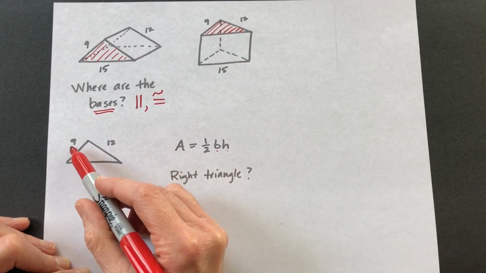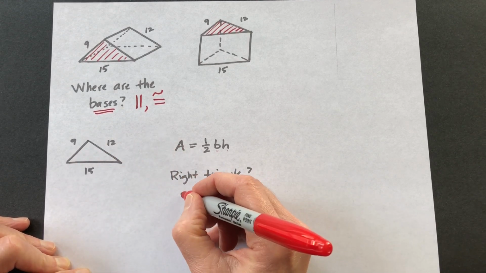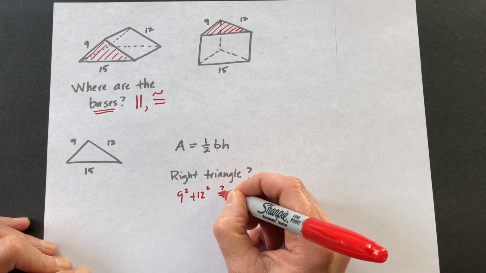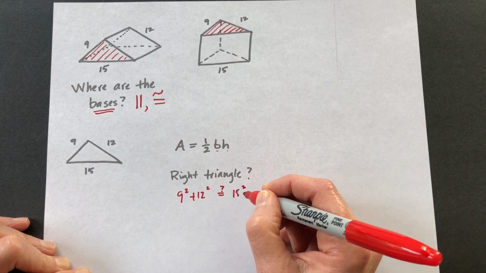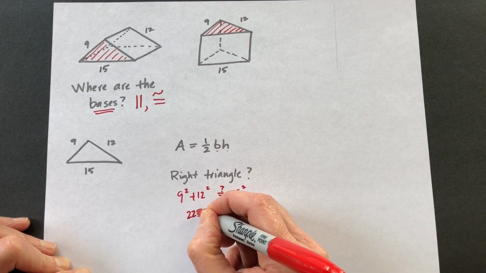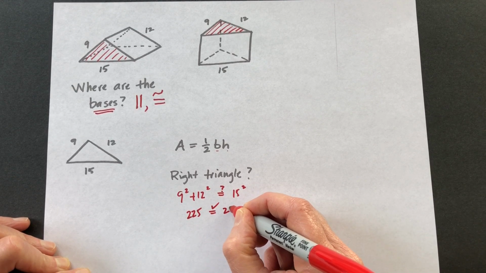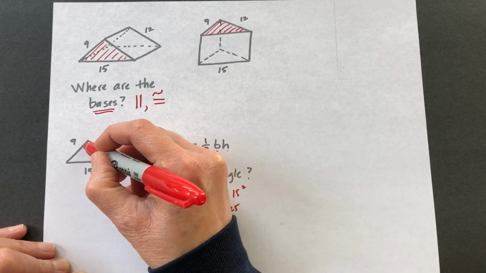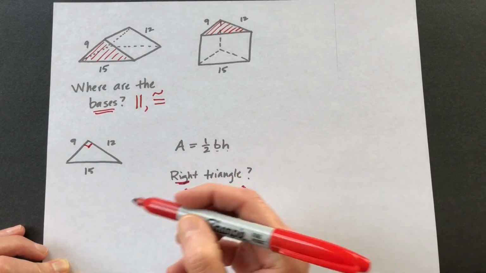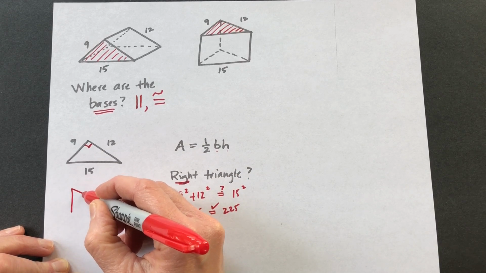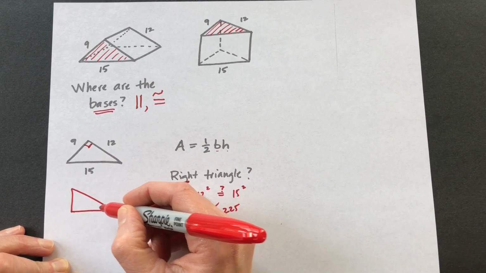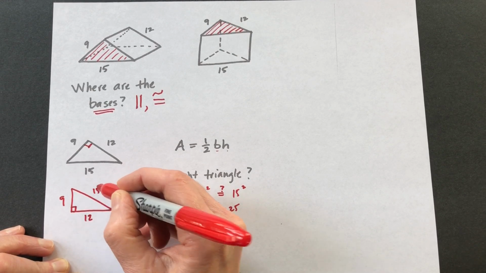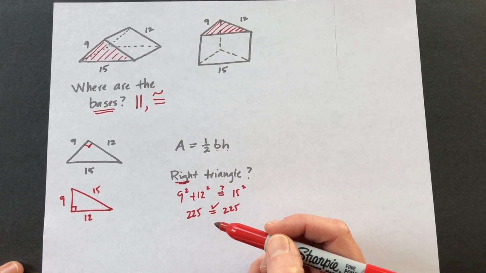If it's a right triangle, the legs would be the shorter of the two. So 9 squared plus 12 squared. Does that equal 15 squared? And in this case, conveniently, yes, it does. So we have a right triangle. So we know this is a right angle here. And again, it might help you to just redraw the triangle so that my base and my height actually look like the base and the height.